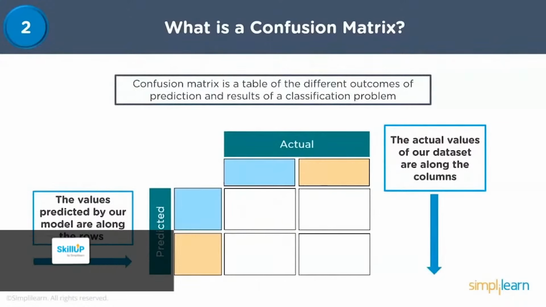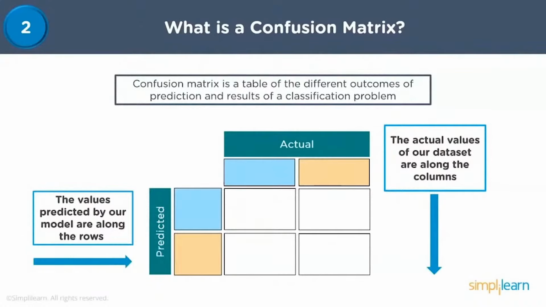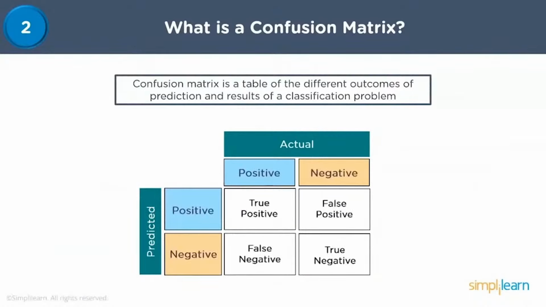The target variable has two values, positive or negative. The columns represent the actual values of the target variable, which you can see here. The rows represent the predicted values of the target variable, which you can see here. Now there are four important terms that are related to confusion matrix. First, we have true positive, which is this one. So in true positive, the predicted value matches the actual value.